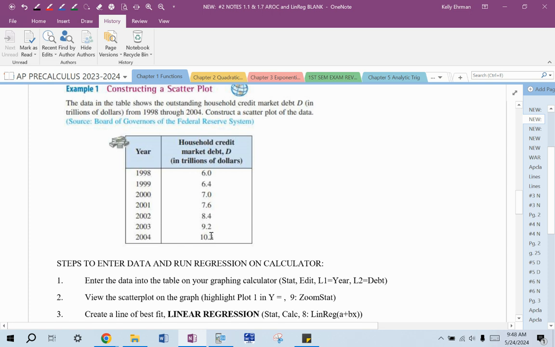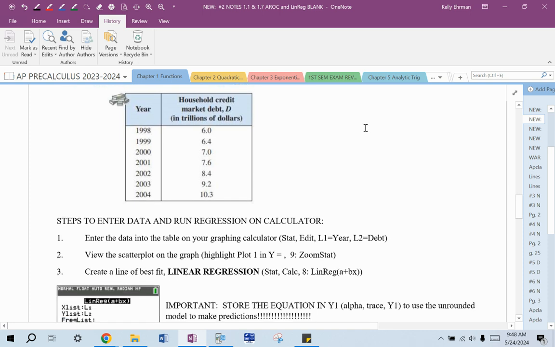All right, so here's a data table. The data in the table shows the outstanding household credit market debt, capital D, in trillions of dollars from 1998 to 2004. Construct a scatter plot of the data. So you're not going to have to sketch this by hand. But I do want to show you how to get this onto your calculator.